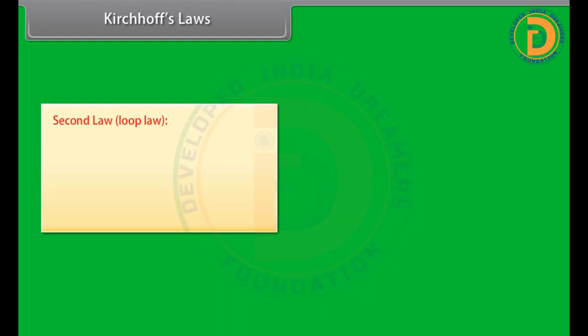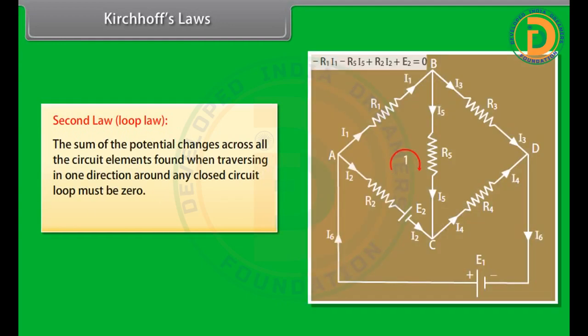The second law states that the sum of the potential changes across all the circuit elements found when traversing in one direction around any closed circuit loop must be 0. Summation of delta V is equal to 0.